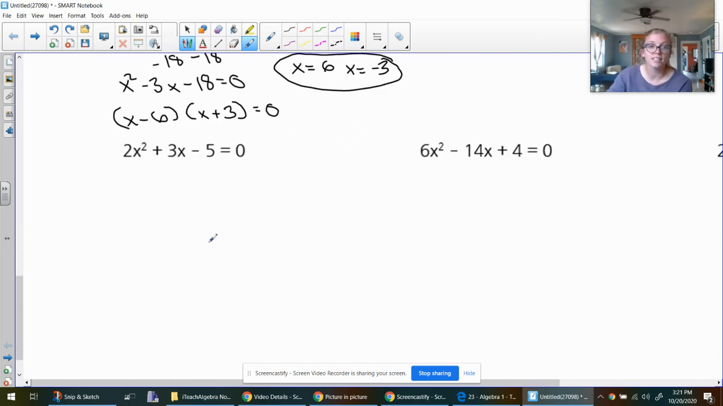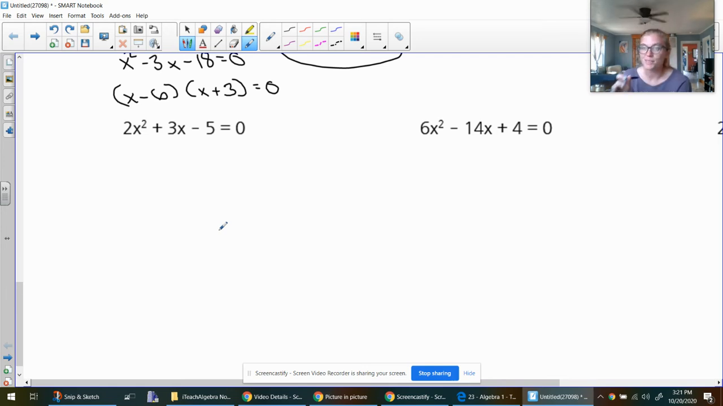Our final example is going to be one of those where we factor, but there's an a value, so we have to use factoring by grouping. So it's a little bit trickier, but it's a skill that we already know how to do. So I'm looking for what multiplies to -20 and adds to equal 3. I got, oh, not -20, -10.